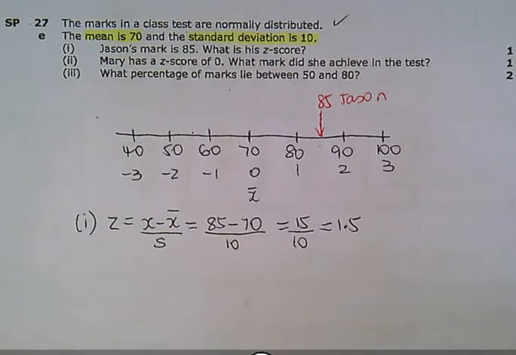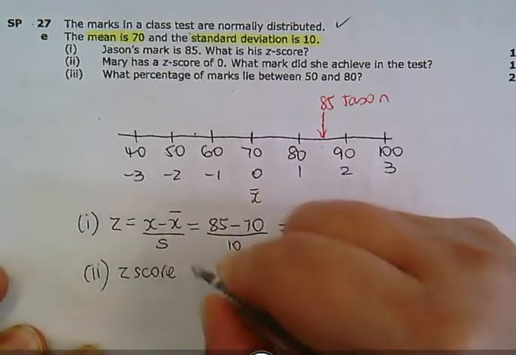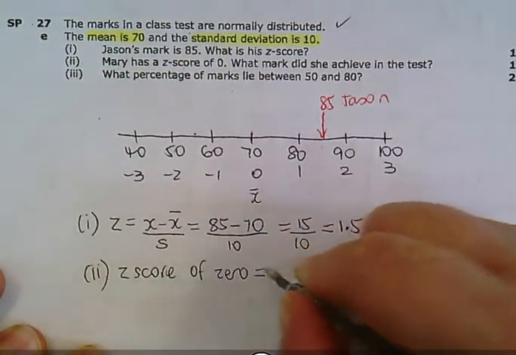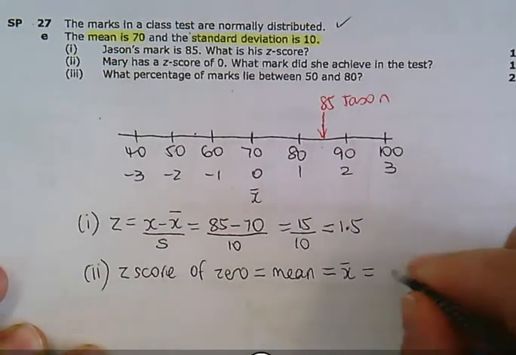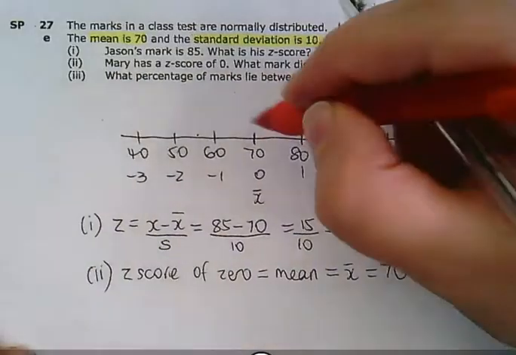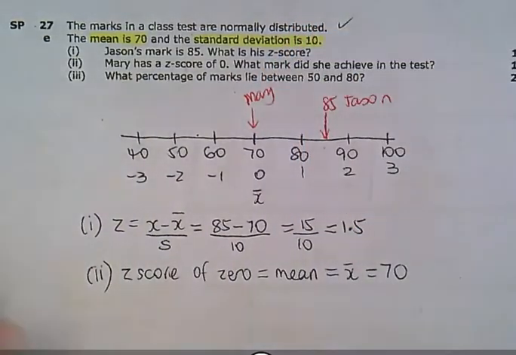Mary has a Z-score of 0. What mark did she get? What's a Z-score of 0? Z-score of 0 is the same as the mean, which is X bar, which is 70. There's Mary. That's right.